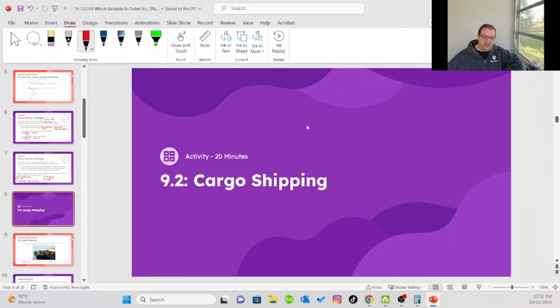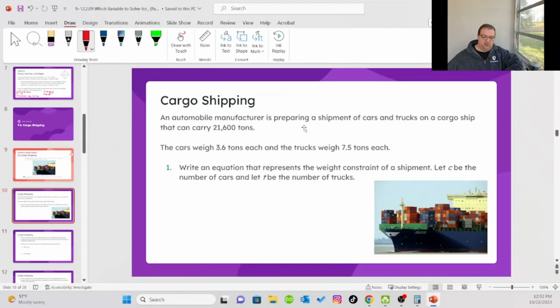Our first activity is 9.2, cargo shipping. An automobile manufacturer is preparing a shipment of cars and trucks on a cargo ship that can carry 21,600 tons. The cars weigh 3.6 tons each, and the trucks weigh 7.5 tons each. Write an equation that represents the weight constraint of a shipment. Let C be the number of cars and T be the number of trucks.